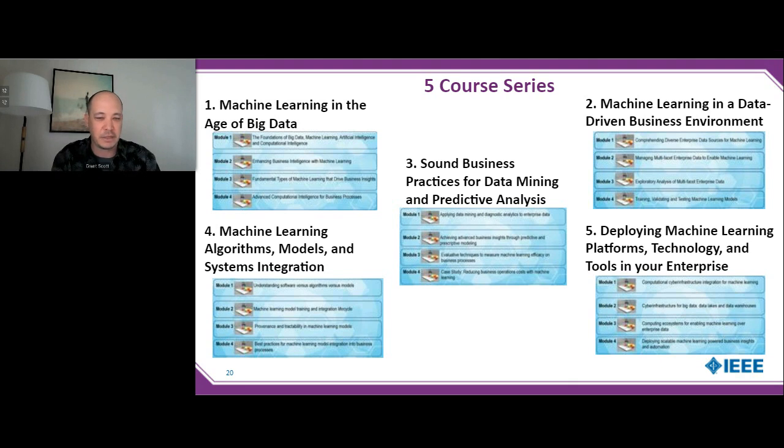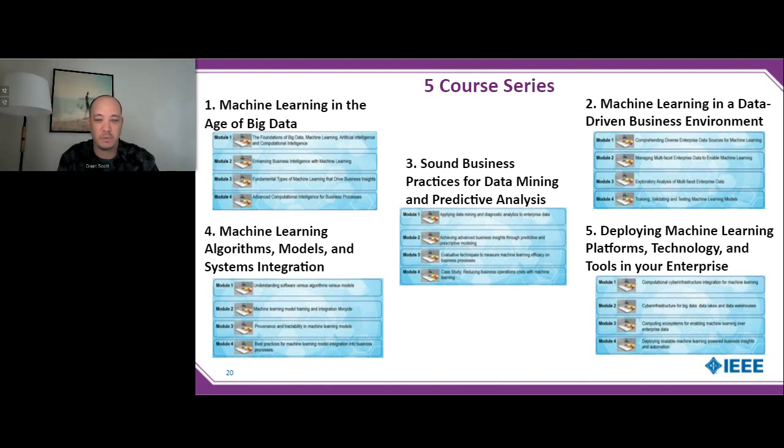Course 3, Sound Business Practices for Data Mining and Predictive Analytics, drills down into the key elements to integrate machine learning into business practices, such as measuring the key performance indicators, how to develop new key performance indicators relative to machine learning, and compare and contrast machine learning enhanced business processes versus original business processes. The 4th course, Machine Learning, Algorithms, Models, and Systems Integration, gets into the technical details of various different machine learning algorithms and models, understanding the difference between what an algorithm is and a model, and how to take developed models and perform a rigorous systems integration into business processes.